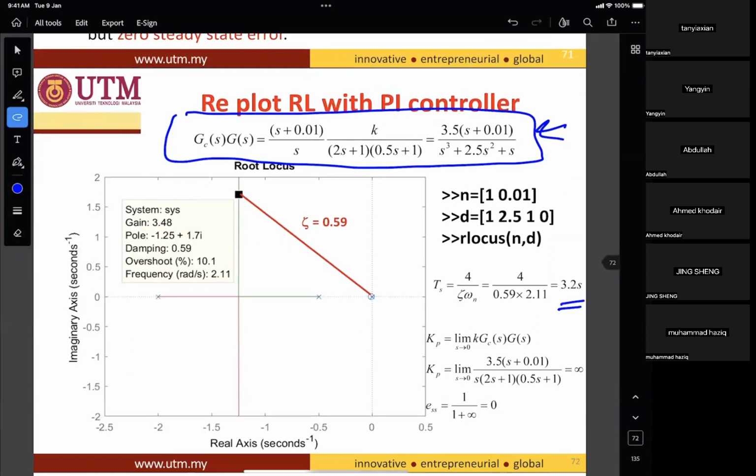But Kp is infinity. Okay, Kp is infinity. That's why 1 over infinity is equal to 0. Let's say 1 over 40 million. The value of the denominator is 40 million. So 1 divided by 40 million, 0 lah.